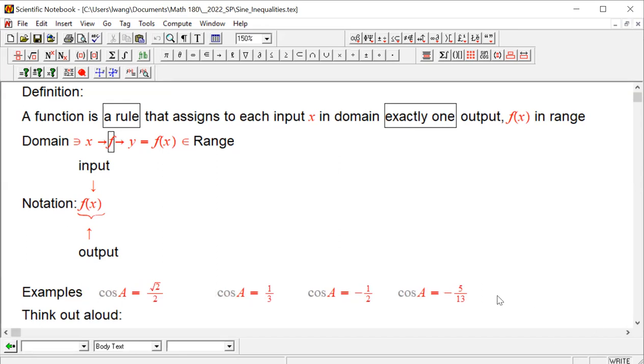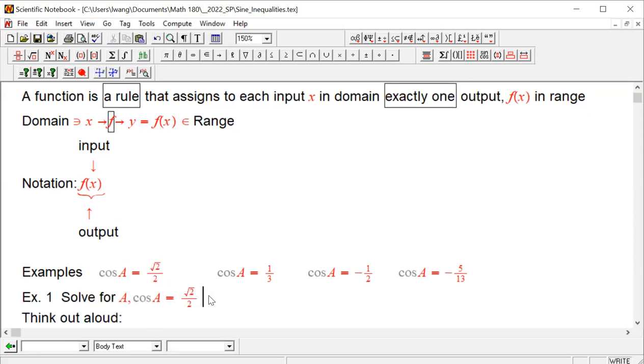And let's look at the first one. Once again, ARD. So example number 1, we're solving the equation. Solve for A. And the equation in our consideration is cosine A equals √2/2. We know this is a special terminal, this will end up with a special terminal. And then we'll think out loud.